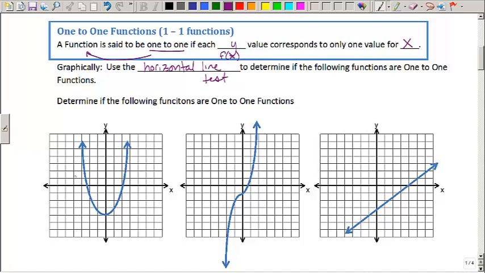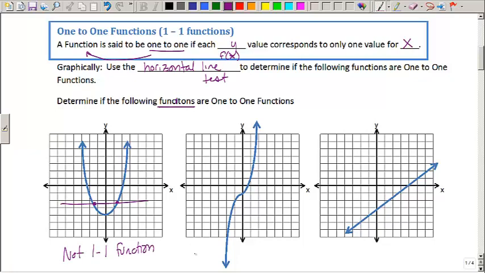These are already all functions. Every single one of these passes the vertical line test, and we can now proceed to determine if these functions, which are already functions, that's a typo there, are one-to-one functions. So I'm going to pass a horizontal line through the graph, and on the first graph I notice that when I pass a horizontal line, it intersects my graph at more than one place. So this function, it is a function, but it is not a one-to-one function.